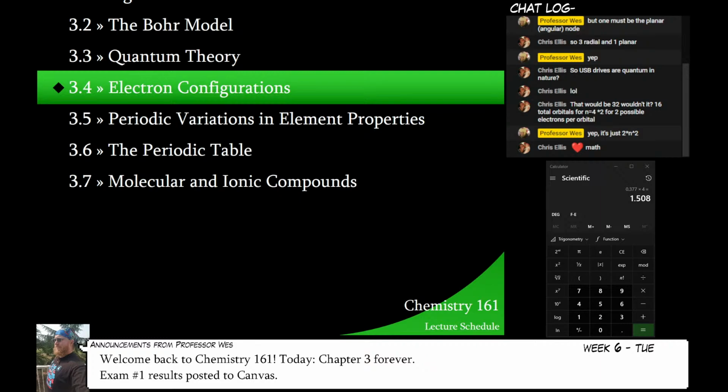Alright, so we're going to do what I said we were going to do before the break, which is we're going to translate all those quantum numbers into a diagram. And that diagram is going to represent the model that we used to display the arrangement of electrons around a nucleus. So here we go. Let's do that.